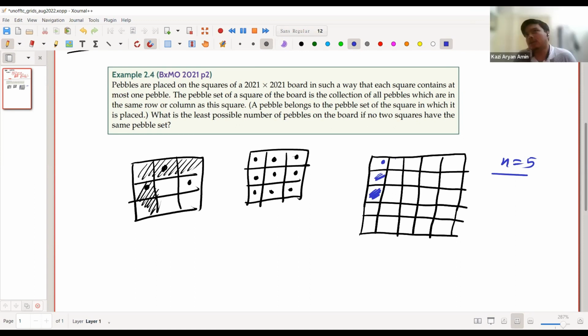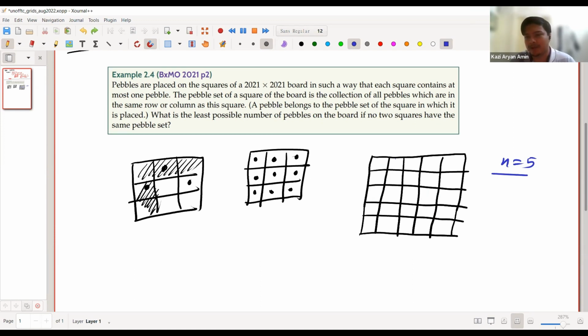Not exactly. No, the pebble set is empty. You can have pebble sets that are empty for something like this. For this one, this is this, and this is empty. Like for the problem where you need no two squares with the same pebble set. Is that a claim? Probably not, I'm not sure. So, can you think of an equality case for this first?